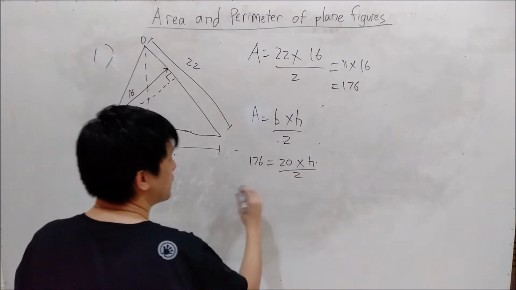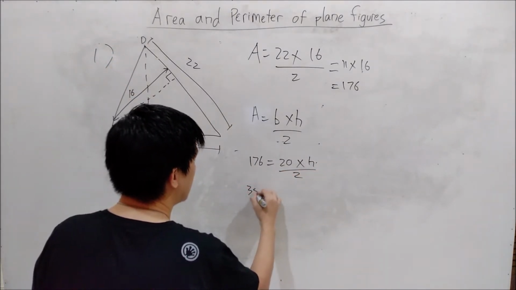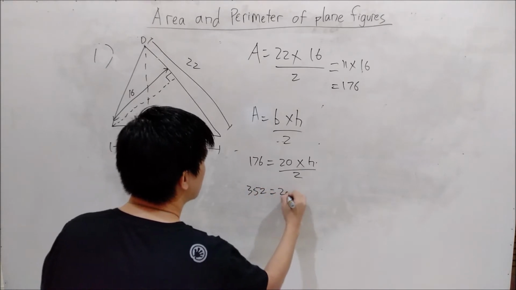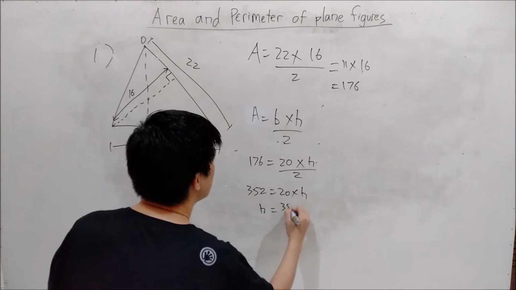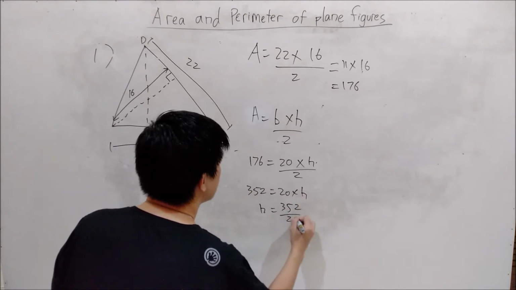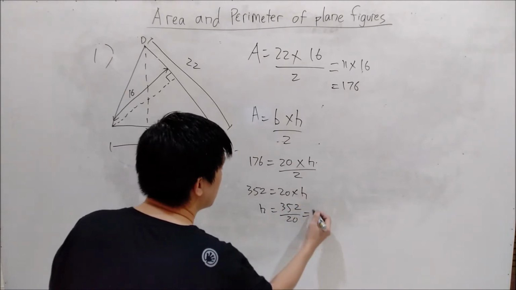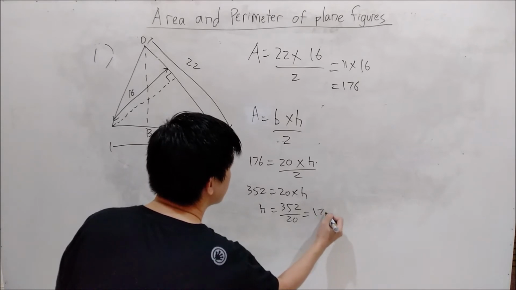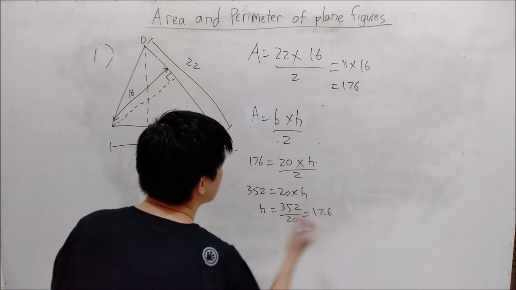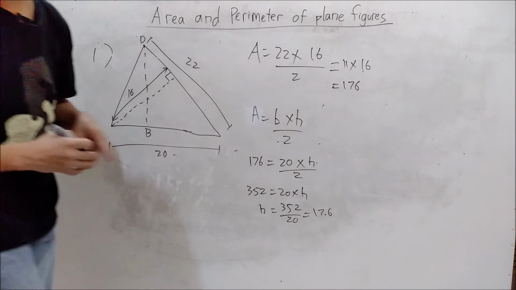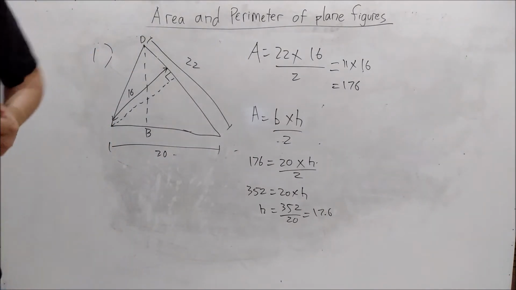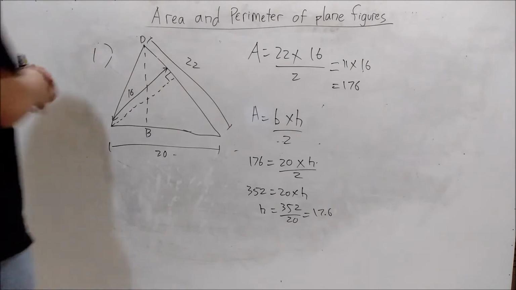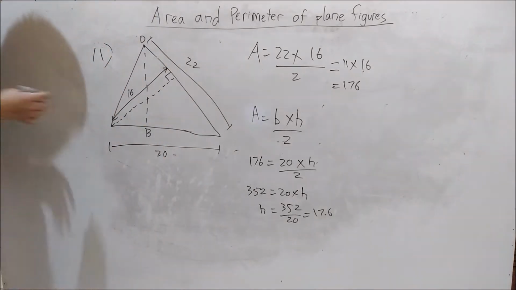Then we will cross multiply. It will be 352 equals 20 times height. The height will be 352 divided by 20, 17.6. 17.6 will be our BD. Okay, number 11 done.